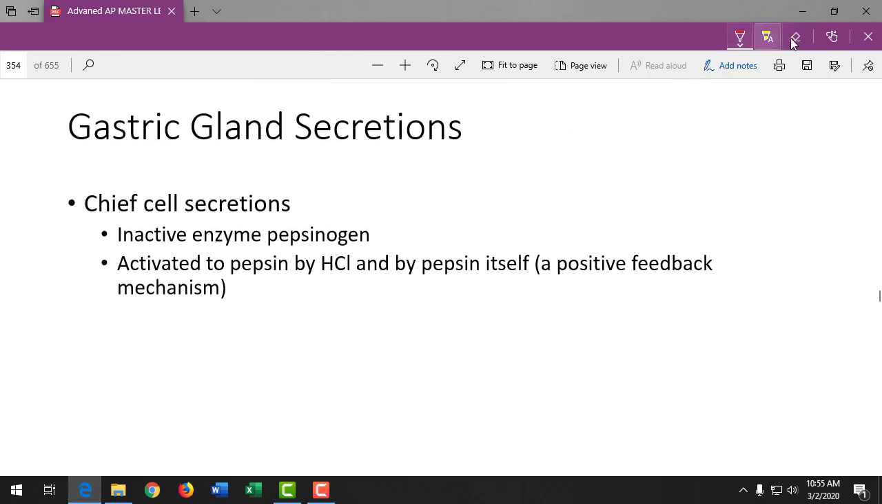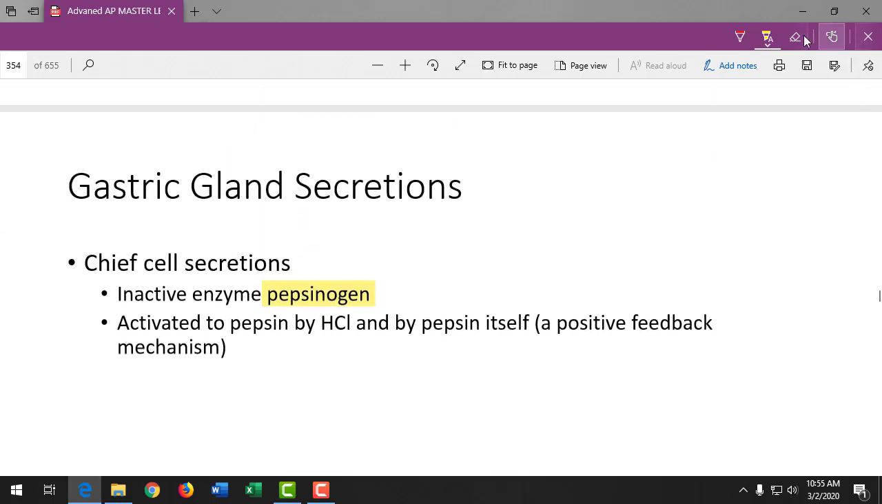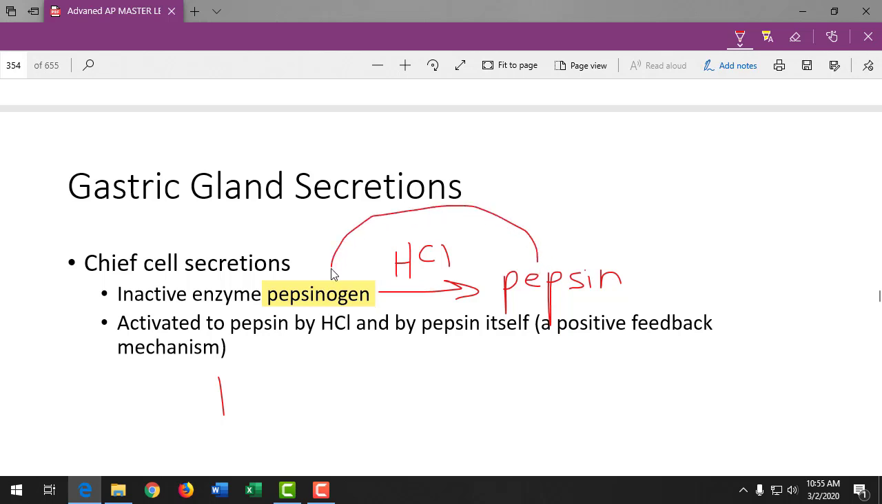So chief cell secretions, like we said, it has this enzyme pepsinogen, which becomes pepsin. So you have pepsinogen becomes pepsin when acted upon by HCL. And that will turn around then, pepsin acts on pepsinogen to make more pepsin. So it's kind of like a positive feedback cycle. But that's the job of the chief cells.